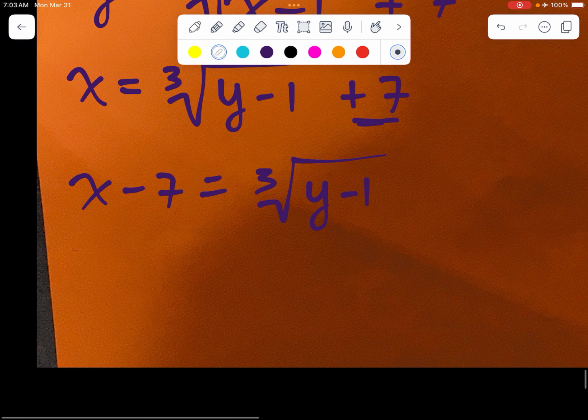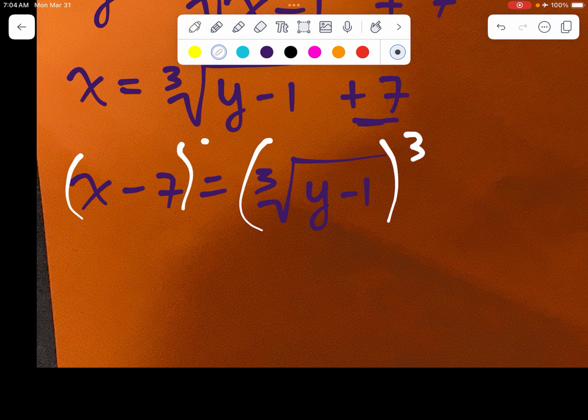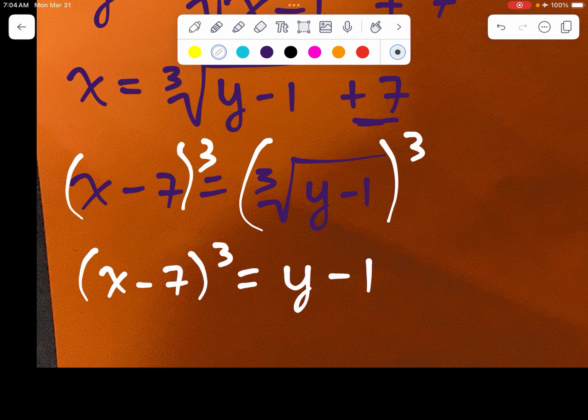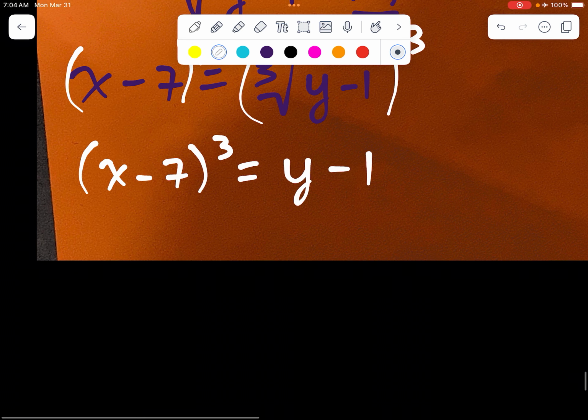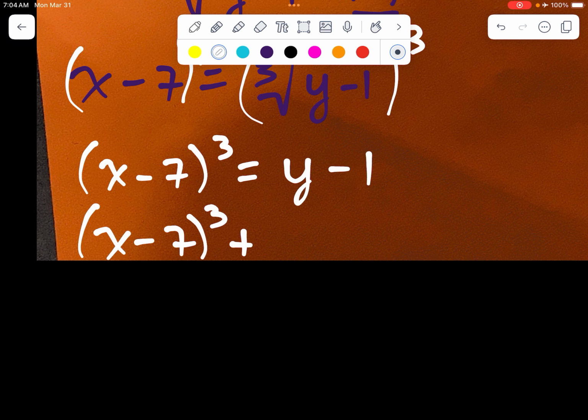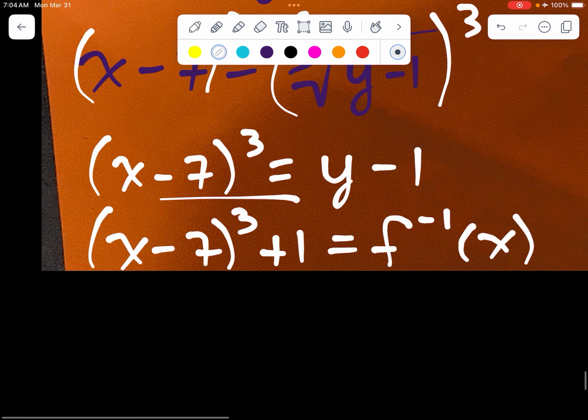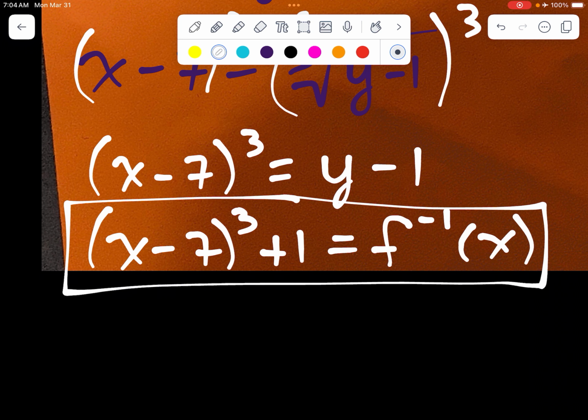Now we say, what is the opposite of cube rooting? We are going to cube, or to the third power, both sides. The house on the right goes away. Now we're ready to take it one more step. What is the opposite of subtracting 1? We are going to add 1 to the other side. Plus 1 equals, and this is the inverse. And we can write it like that because I know without a doubt this is a function.